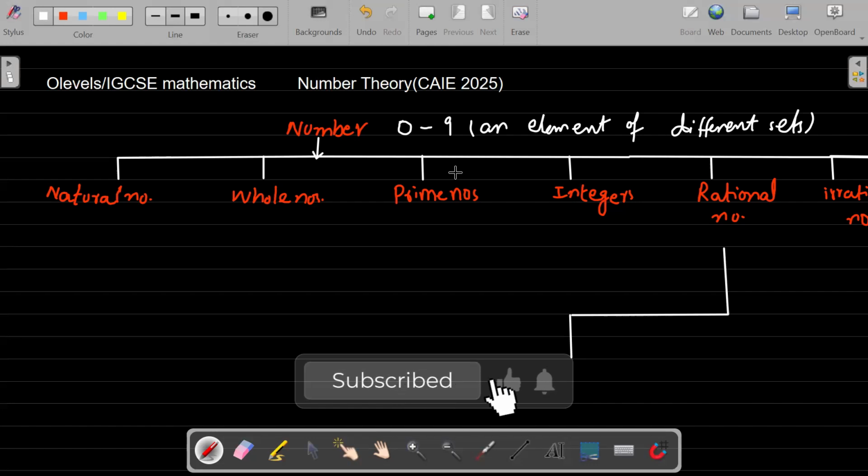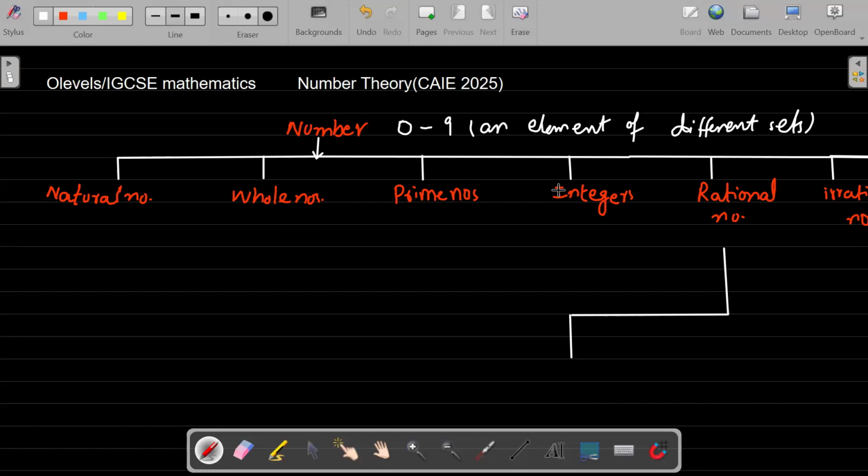What are the sets? Like natural numbers, whole numbers, prime numbers, integers. These are the different sets, so I will explain them to you. What are these? Natural numbers are those numbers which start from 1 only: 1, 2, 3. All positive numbers are included in it, and it starts from 1.